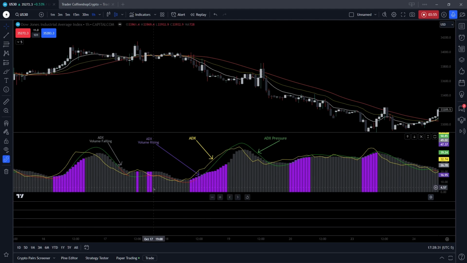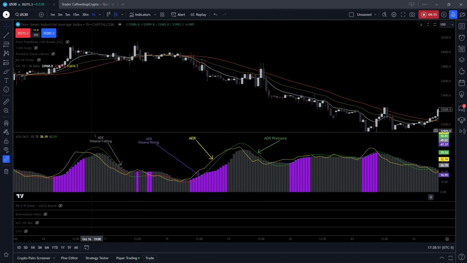And this volume here is not actual volume, it is volume of the ADX, and it comes in two colors. It lets you know when volume is rising and when volume is falling. So here, for example, the ADX is rising at this point. The ADX is also rising here. And at this point, what is the ADX value?